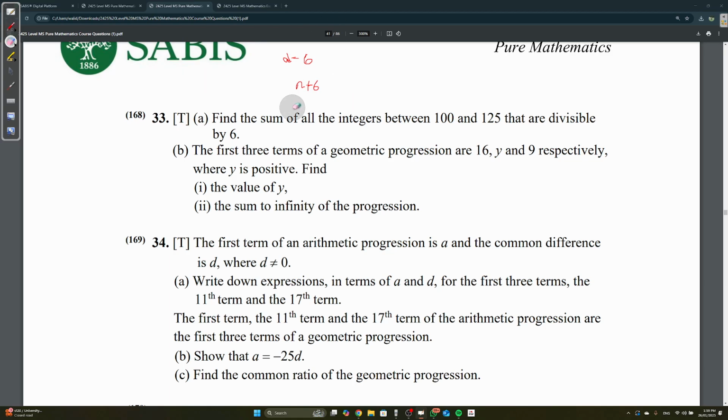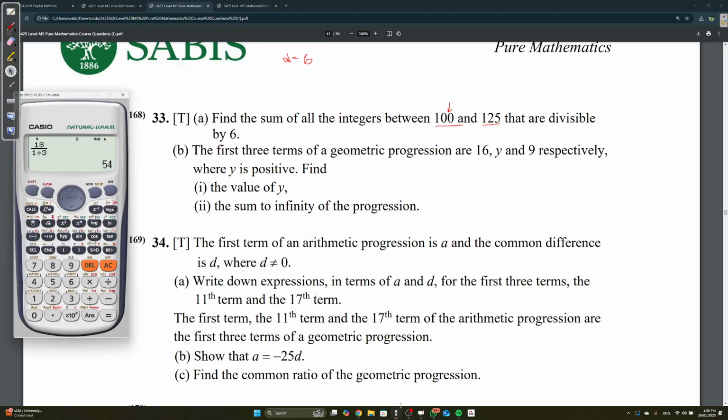Okay, what do we know? We're going between 100 and 125. So what's the first number after 100 that's divisible by 6? Obviously, 100 isn't divisible by 6. Let's try 101. 101 is obviously not divisible. Let's try 102. Okay, 102 is divisible.